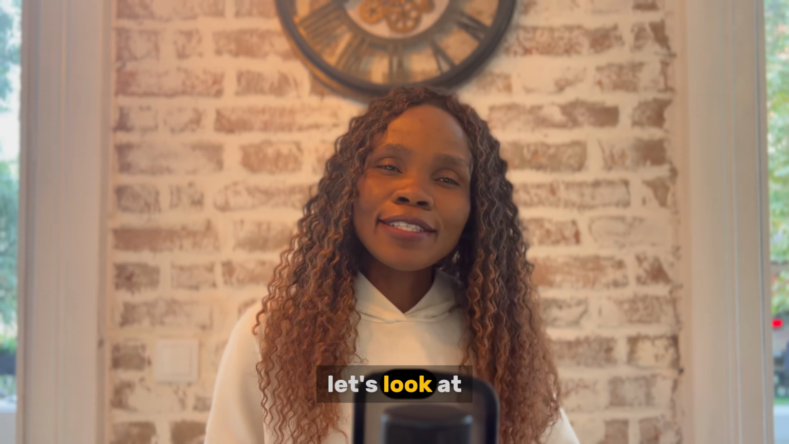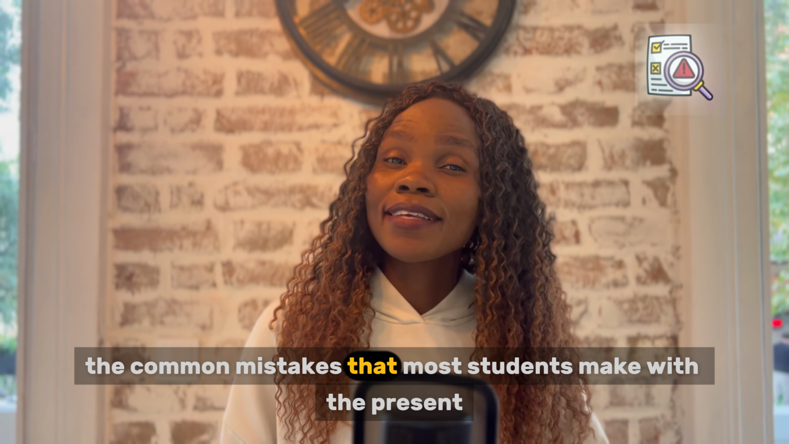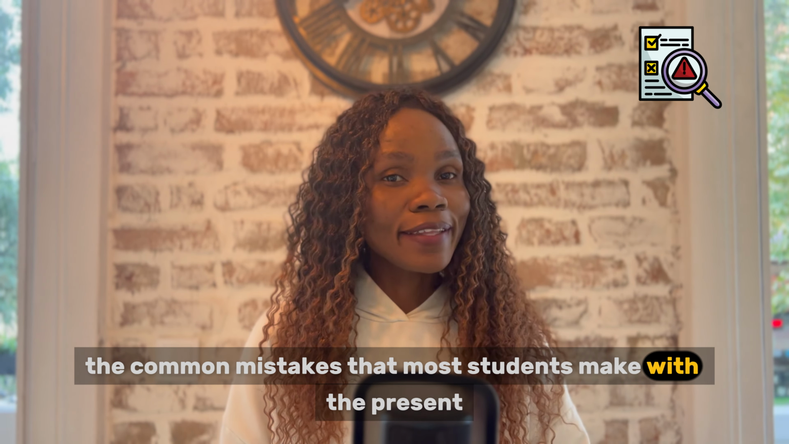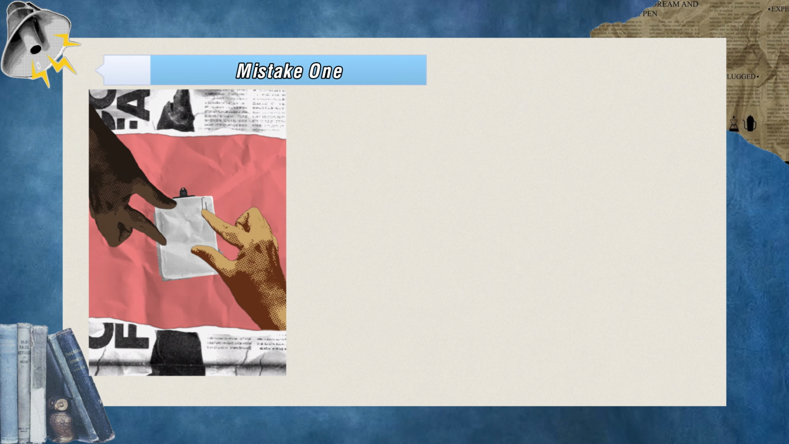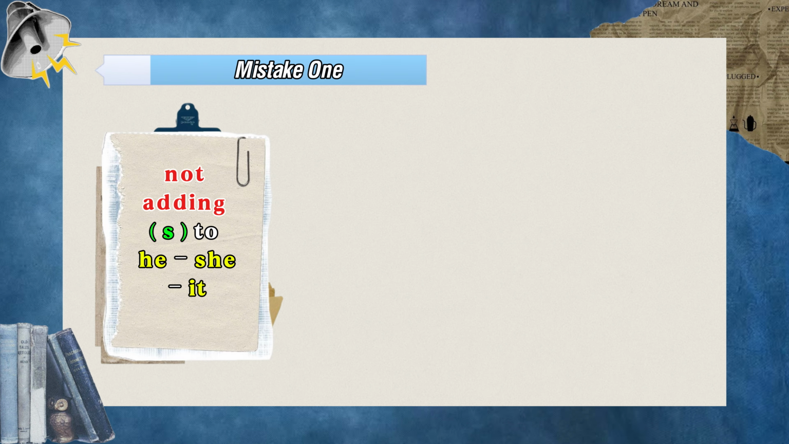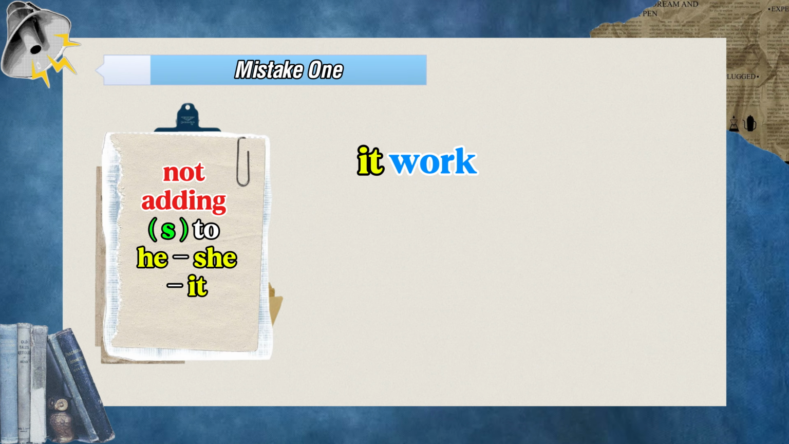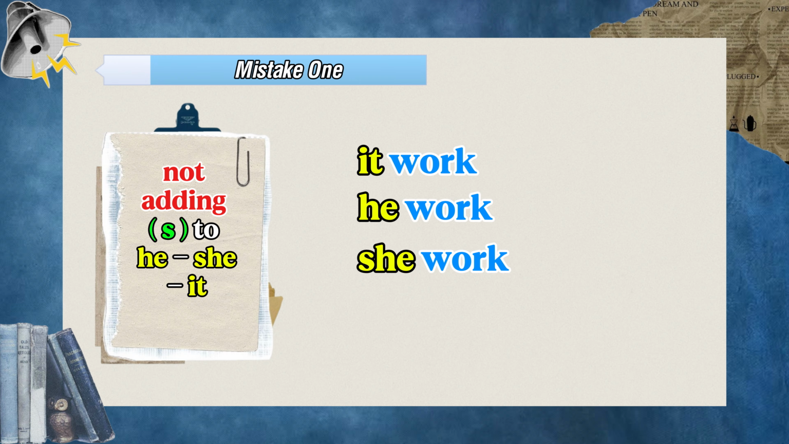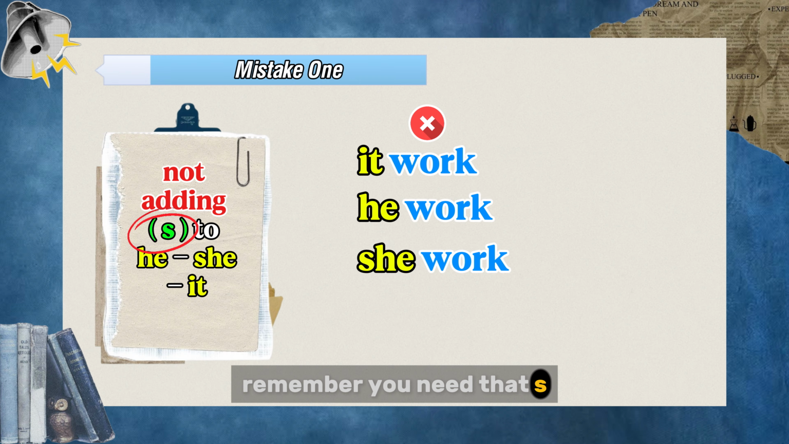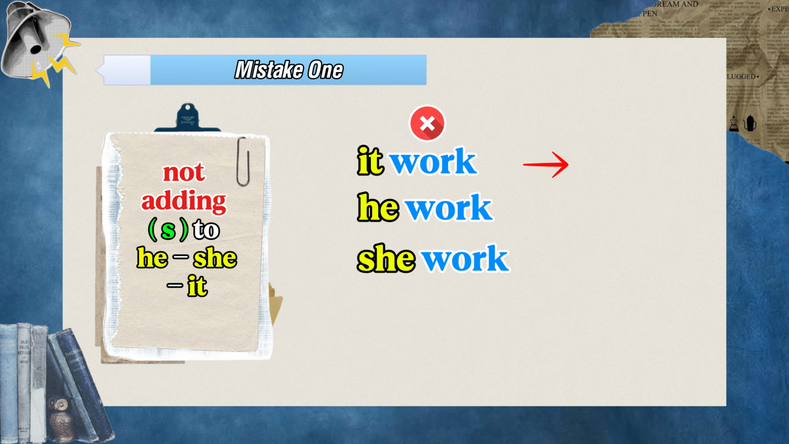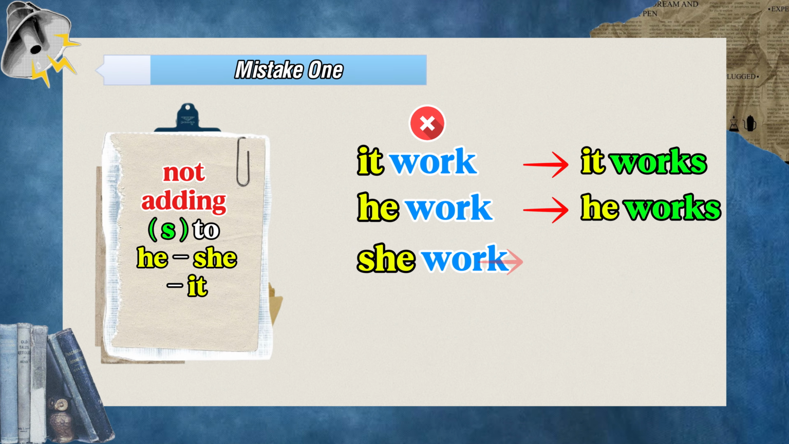Now, let's look at the common mistakes that most students make with the present simple tense. Mistake number one: not adding s to he, she, and it. For example, it work, he work, she work. Remember, you need that s. So it should be it works, he works, and she works.